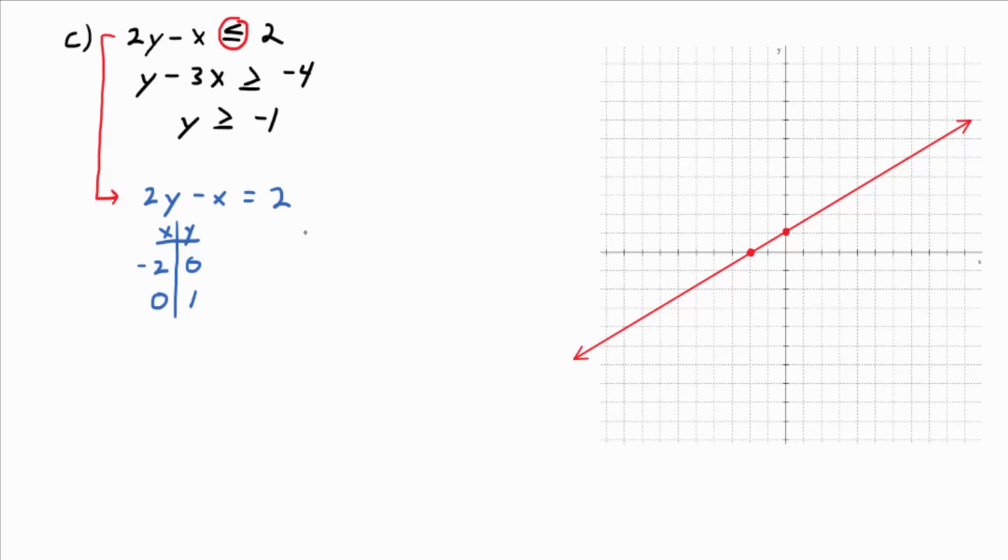And then which way do I shade? Let's use a test point of 0, 0. As long as 0, 0 is not on the line, it's okay to use that as a test point. Do we get a true statement when we plug 0 in for x and 0 in for y? Yeah, we get 0 is less than or equal to 2. The whole left side zeroes out. That's a true statement. So we shade on the side containing the point 0, 0.